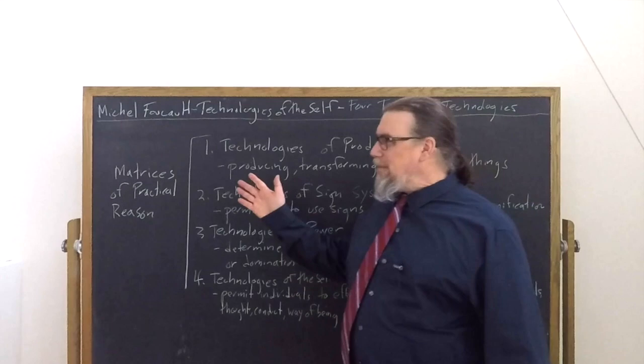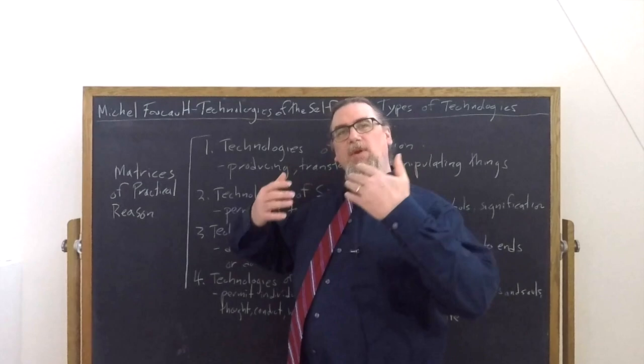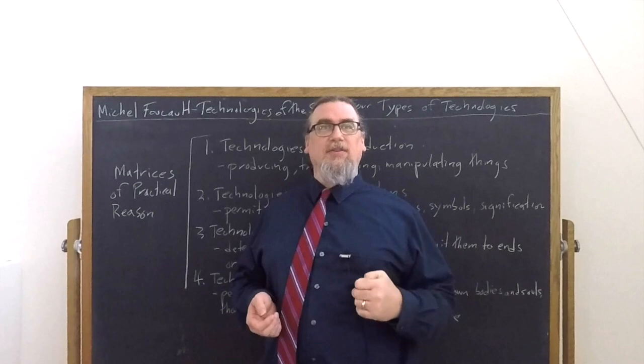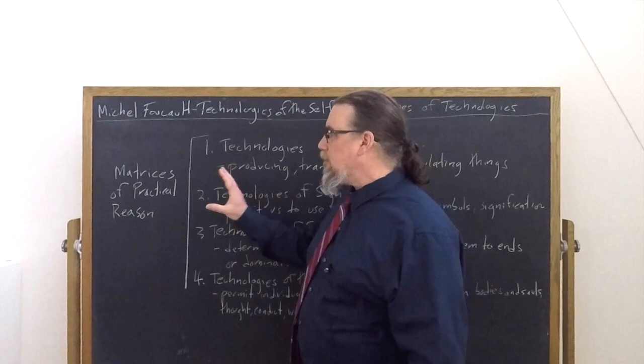And so practical reason, how should we do things? What sort of reasoning process should we follow? How do we select between different ends? How do we set up hierarchies of goods or bads? How do we establish lines that we won't cross? What do we do after we've crossed them? All of those are questions for practical reason.